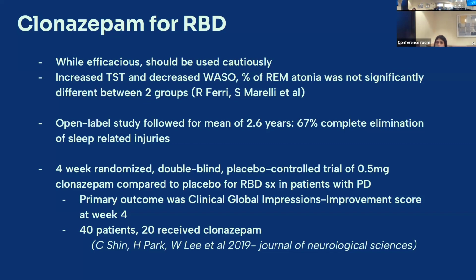The second one was an open label study. They followed them for 2.6 years. 67% had complete elimination of sleep-related injuries. And then we had the only RCT using clonazepam in patients with RBD and Parkinson's, which didn't show any superiority over placebo in a 4-week trial. But they were only treated with 0.5 milligrams, so maybe doses greater than 0.5 will be more effective.